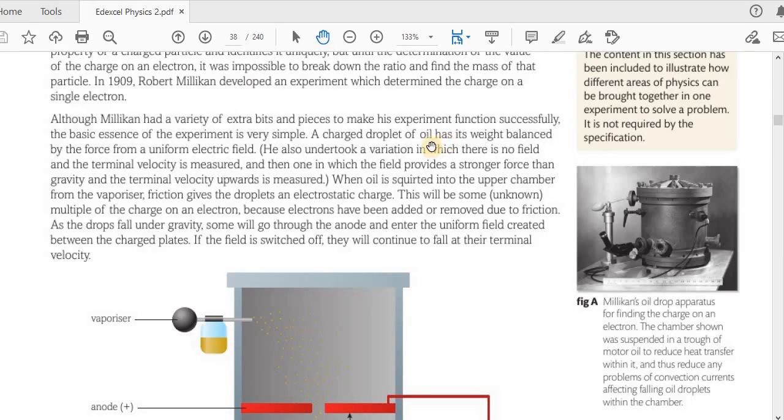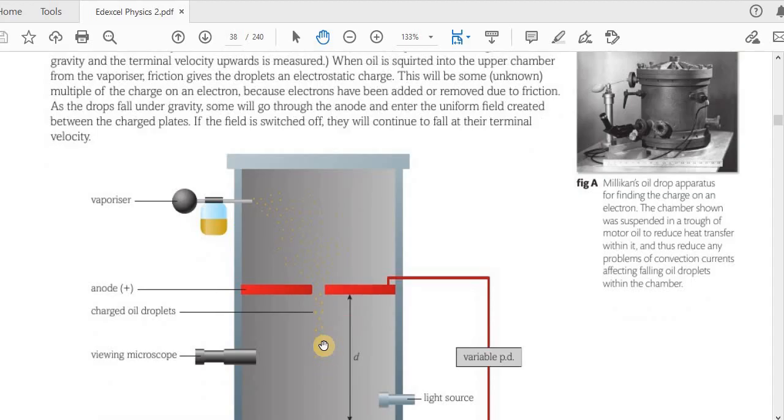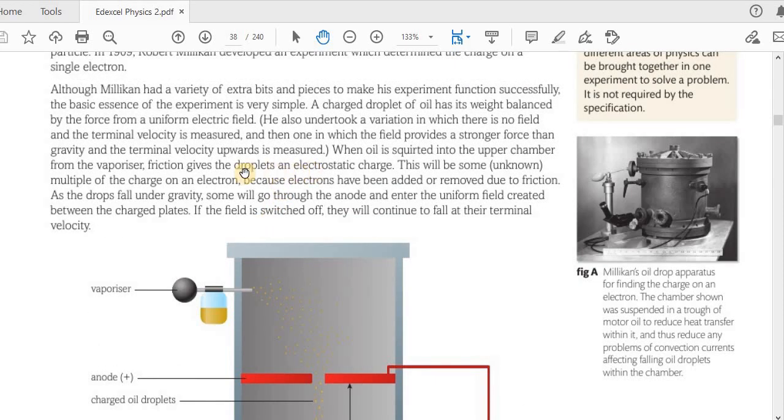A charged oil drop had its weight balanced by the force from a uniform electric field. He also undertook a variation in which there is no field and the terminal velocity is measured. So we can find it that way as well. The drop will reach terminal velocity. This will be some unknown multiple of the charge on an electron.